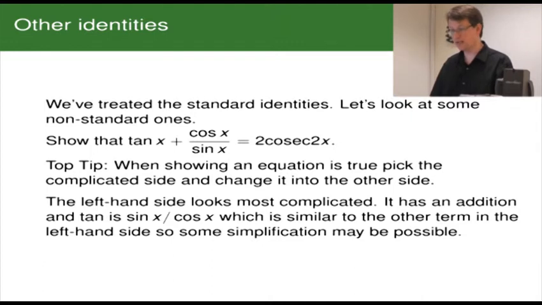Don't start off with taking the equation and then altering it until you end up with something which is true, because sometimes that can lead you to false conclusions. So the left-hand side in this case looks most complicated. It has an addition, and the tan is sine x over cos x, and that's similar to the second term in the left-hand side, so presumably some simplification may be possible.